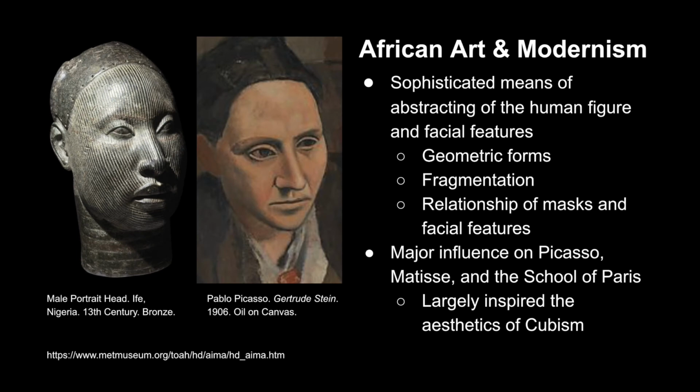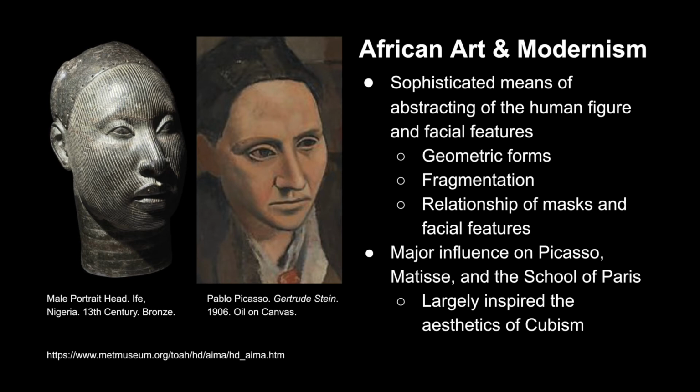African art wasn't just localized to its own country. It really had a substantial influence on global artists. Beyond the spiritual influences, there was also major inspiration in aesthetics and styles. Throughout different locations and time periods, we have seen the abstraction of the human figure and facial features, primarily using geometric forms, the concept of fragmentation, and the relationship between masks and facial features. These stylistic choices affected major artists like Picasso and Matisse, and others who attended the School of Paris, but these elements were hugely influential on Cubism.